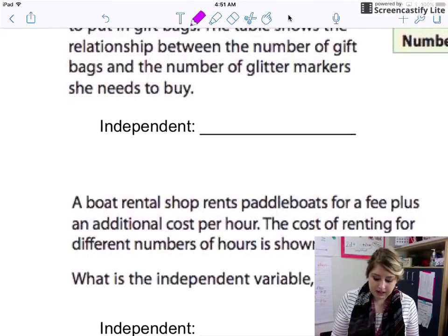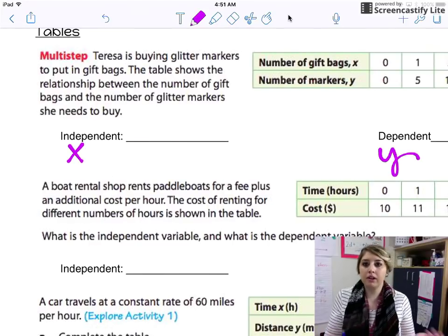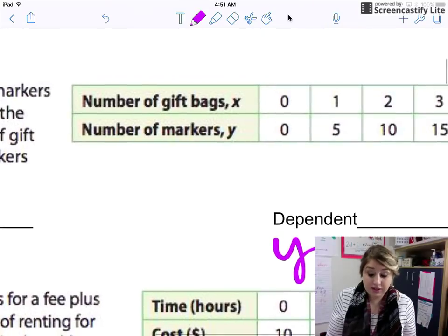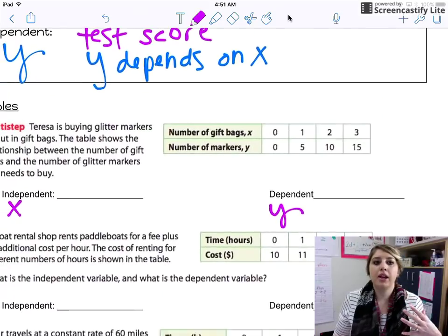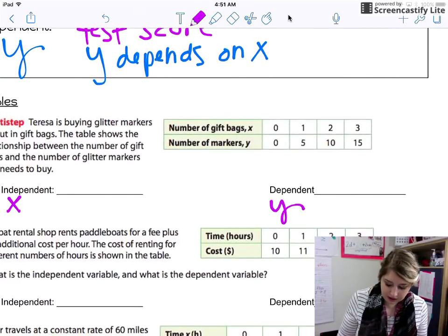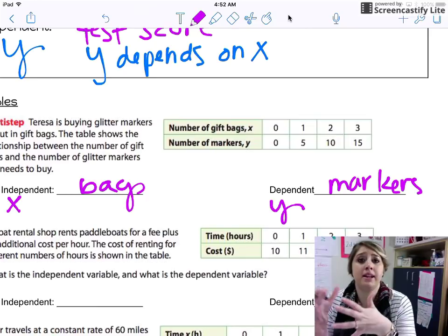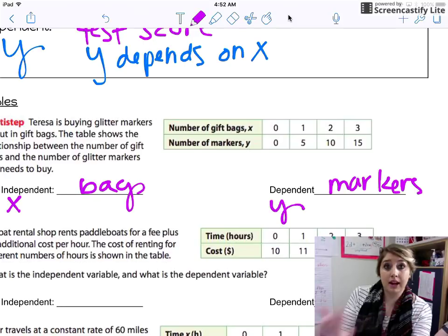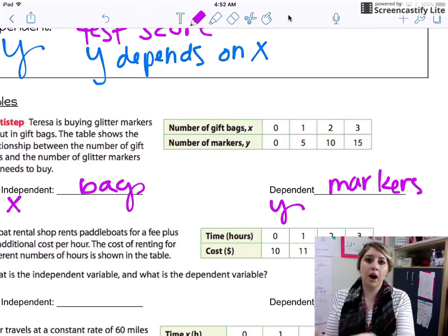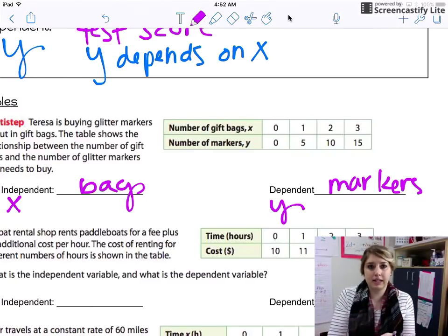So my independent is always x. My dependent is always y. Well, conveniently for us, the x is usually on top, the y is usually on bottom. So we can tell right away without even thinking about it that our independent is going to be our number of bags and our dependent is going to be the markers. And that makes sense. The number of markers I need depends on the number of gift bags that I get. See how that works? Y depends on x. Y is the dependent, x is the independent.